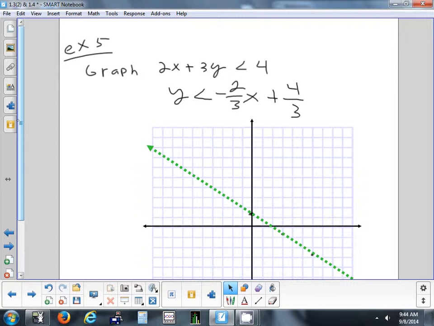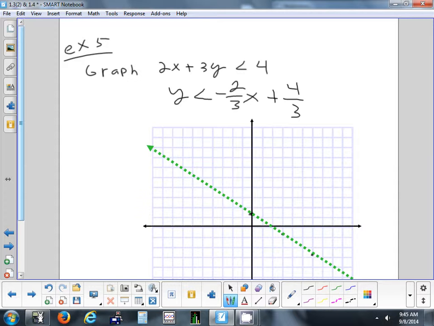So first thing we did is we got y by itself, so we can see the slope and y-intercept. That lets us draw the line. In this case, it's dashed because we have a less than symbol. What's a good point to check here to see which side we could shade on? It would be very easy to do the arithmetic in. What's that? 0? Yeah, the origin, 0, 0.